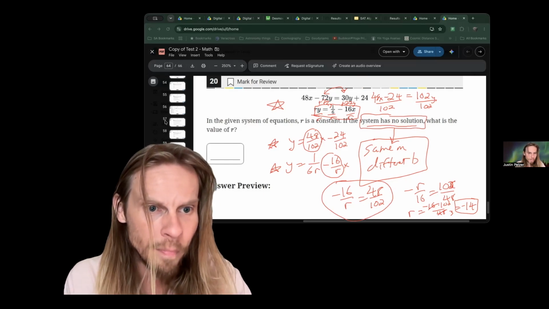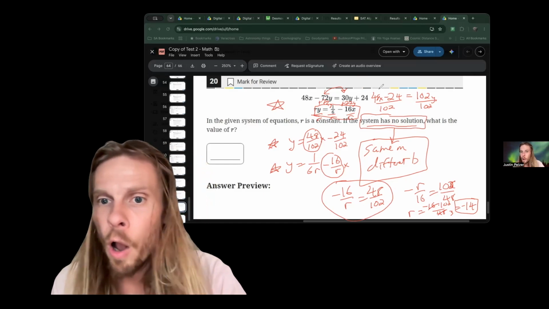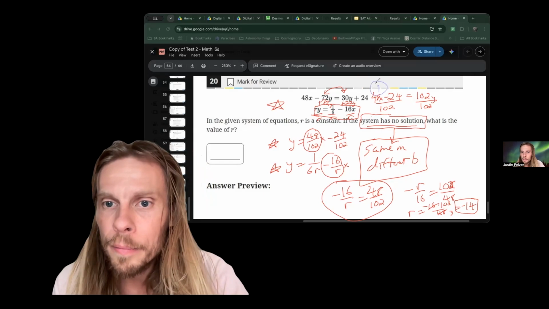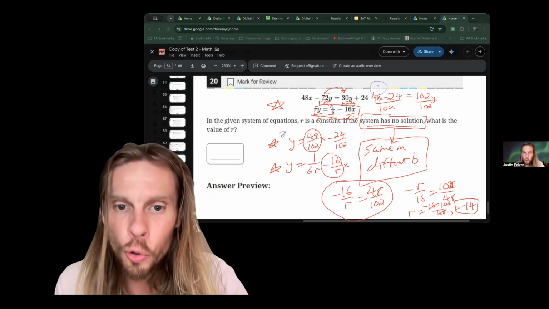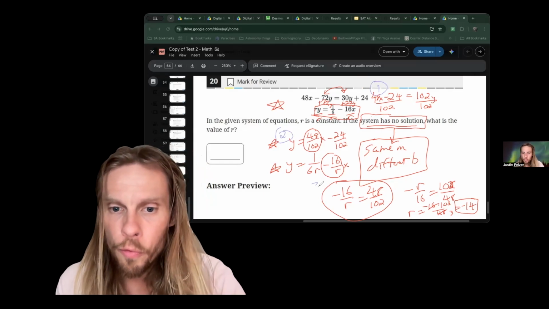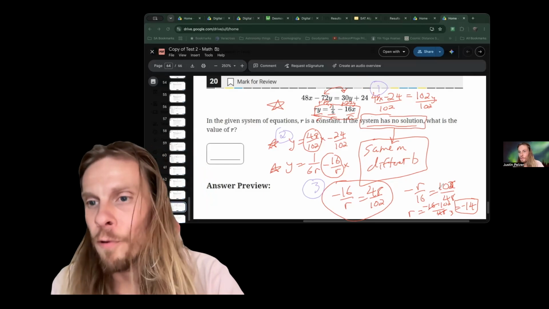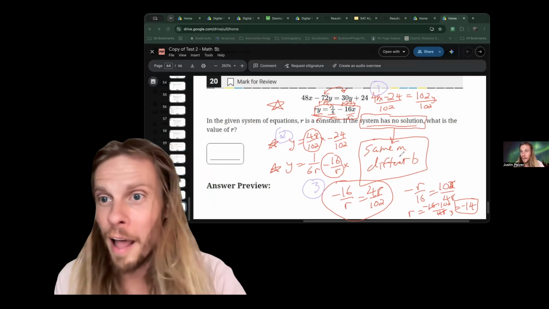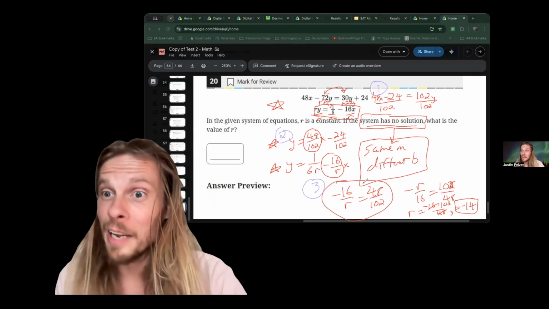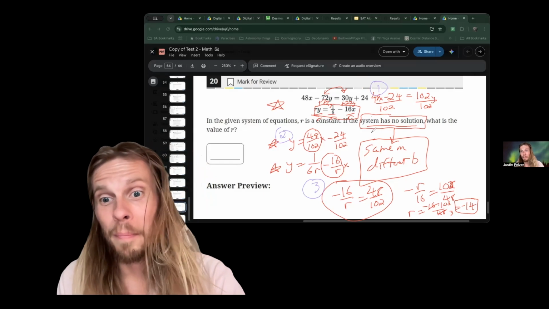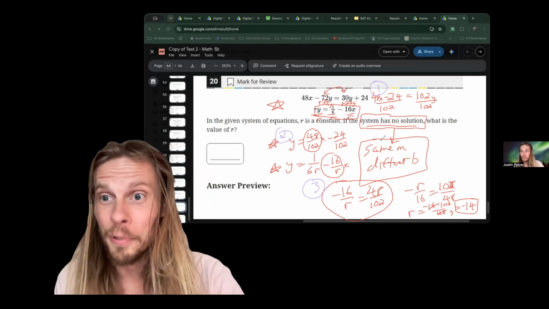How many steps? Let's count it. 1, 2, 3 steps. Maybe 4 if you count the logic. This is a multiple step problem, but we know how to do each step.